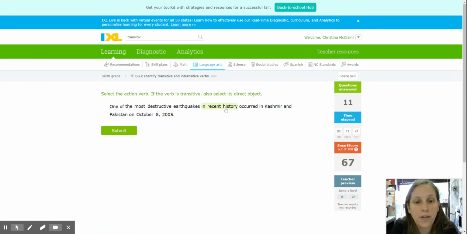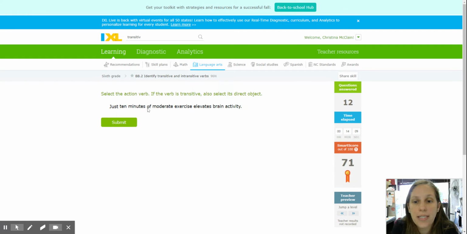One of the most destructive earthquakes in recent history occurred in Kashmir and Pakistan on October 8th, 2005. Okay, so what happened? The earthquake occurred. Occurred is my verb. And again, my next word is in, which is a preposition. So I know that it is intransitive, so I don't have to click anything else.